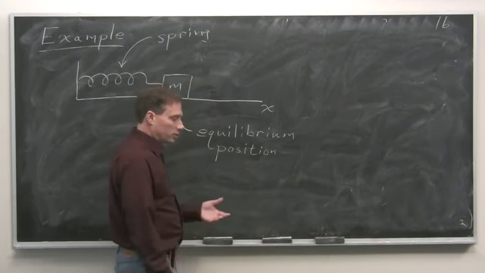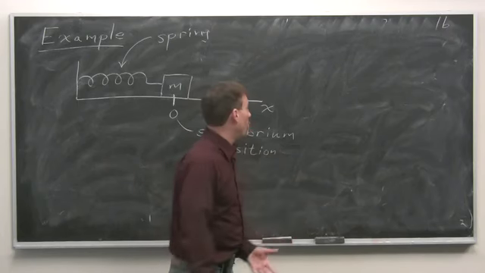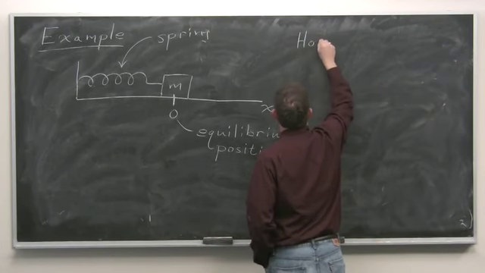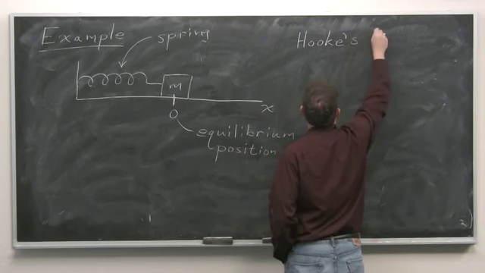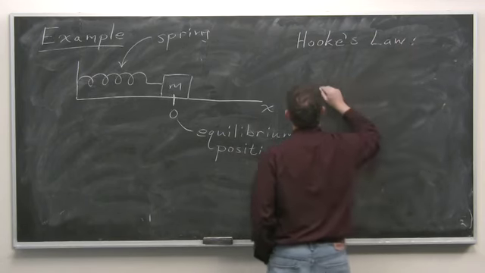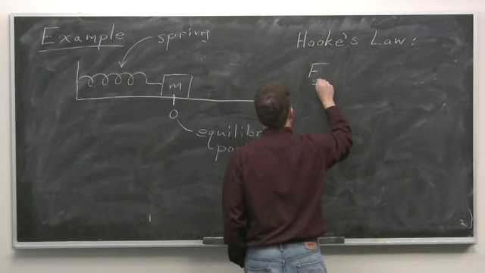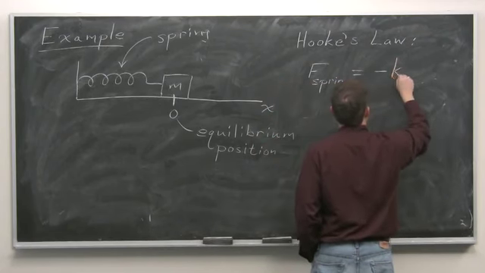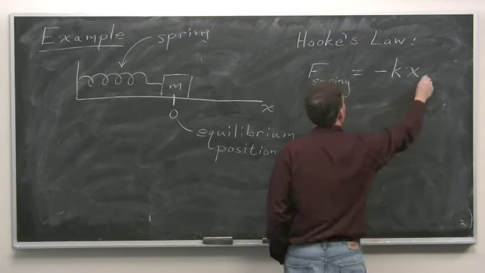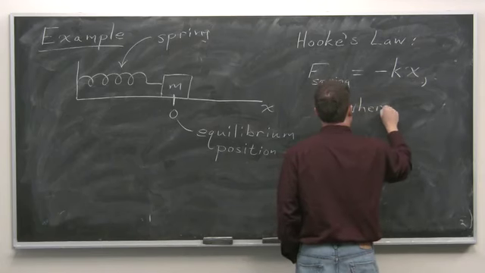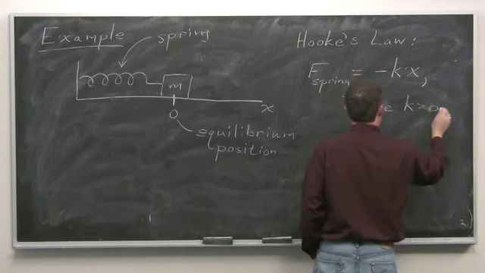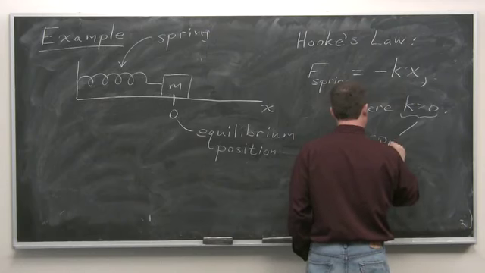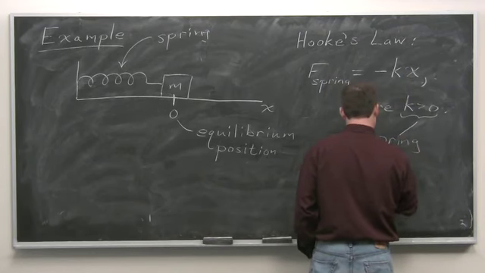And then we're going to assume that our spring obeys Hooke's law, which is approximately true for real-life springs. It says that the force that the spring exerts is proportional to x, but with a negative sign: F = -kx, where k is greater than 0, and this k is called the spring constant. It depends on the physical characteristics of the spring.